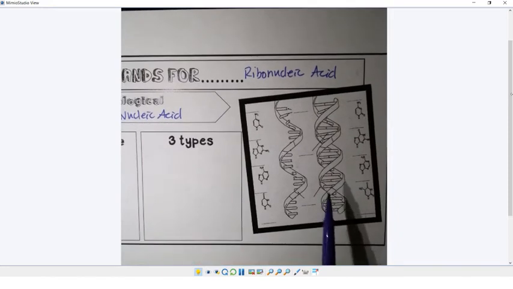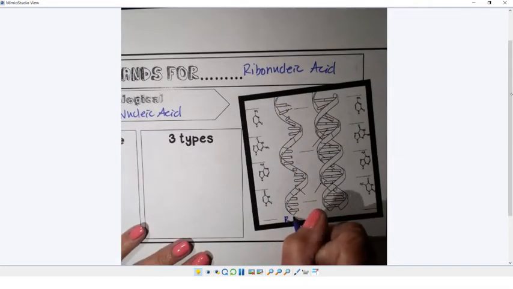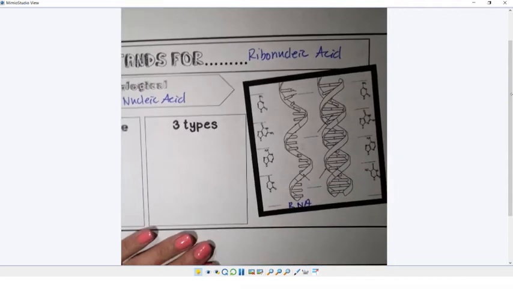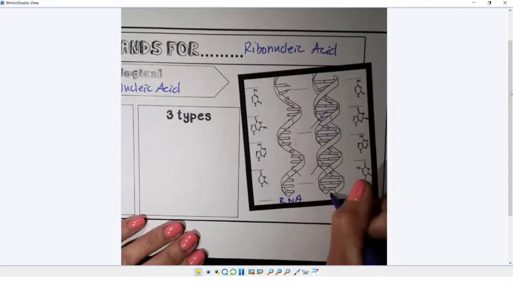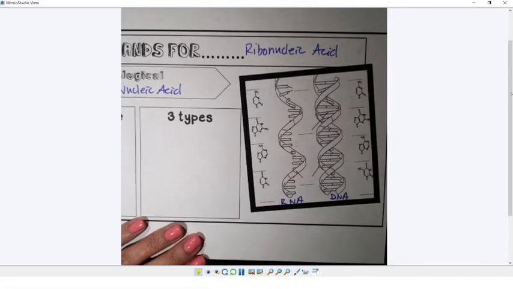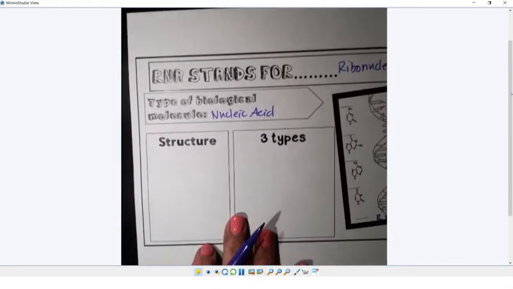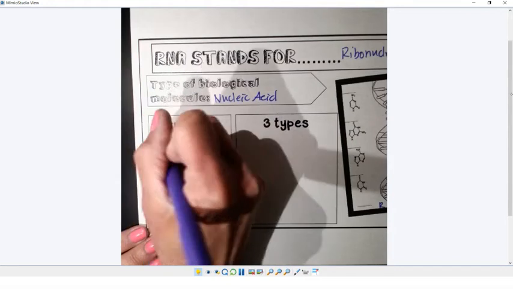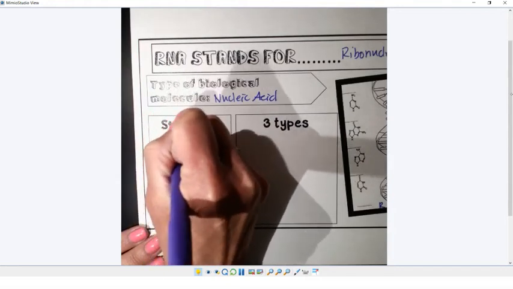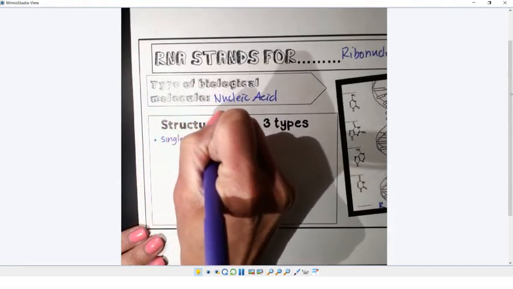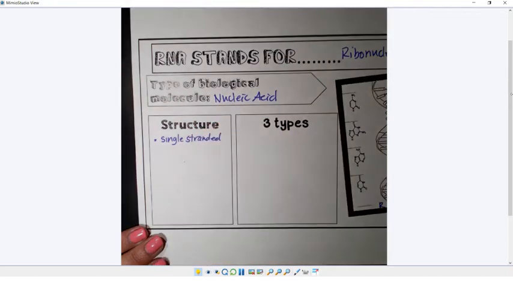Okay? This guy right here represents our DNA or RNA. So label this RNA. And then this guy, of course, right here, is DNA. The first major difference between the two structure-wise is this guy is a single strand, still twisted, and this guy is a double strand. So under your structure, the first thing we are going to write is single-stranded. So one single strand.